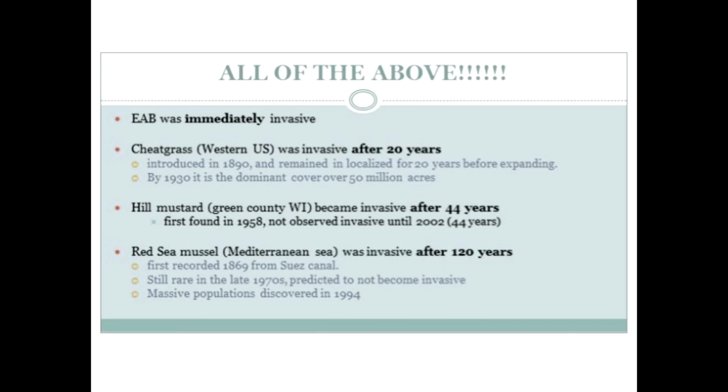We have evidence across different taxa. We have evidence of massively different lag periods for different invasive species. So emerald ash borer was invasive pretty much immediately. We have evidence of western invasive cheatgrass after about 20 years. Hill mustard here in Wisconsin about 40 years. And red sea mussel is the winner so far at 120 years or so from the first recorded case until it was reported to be invasive.